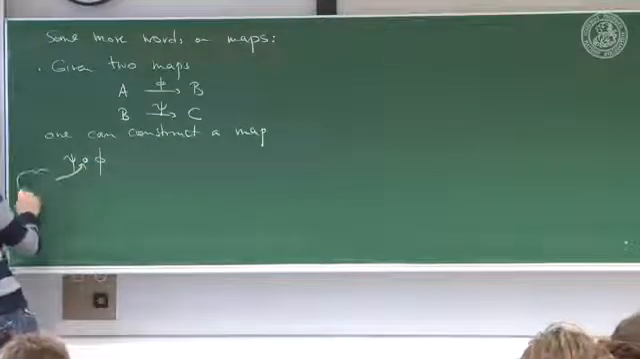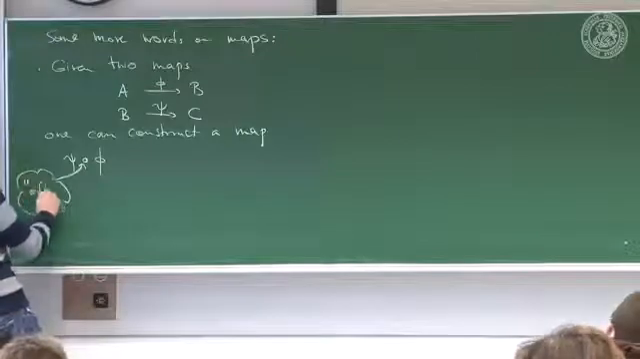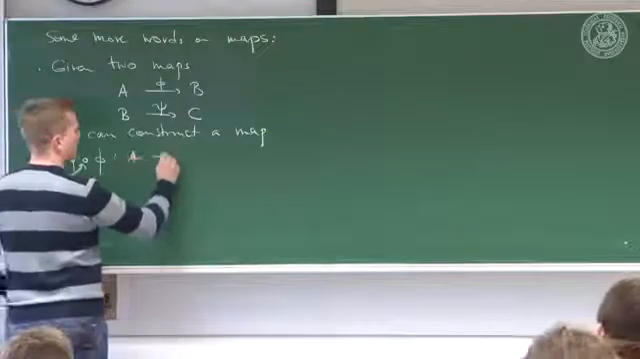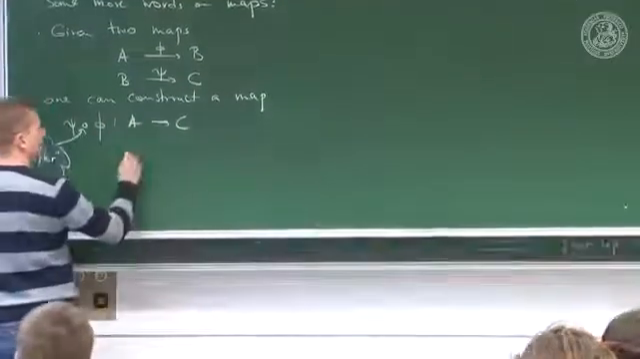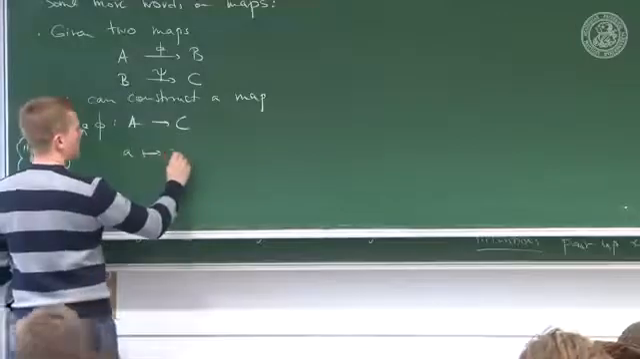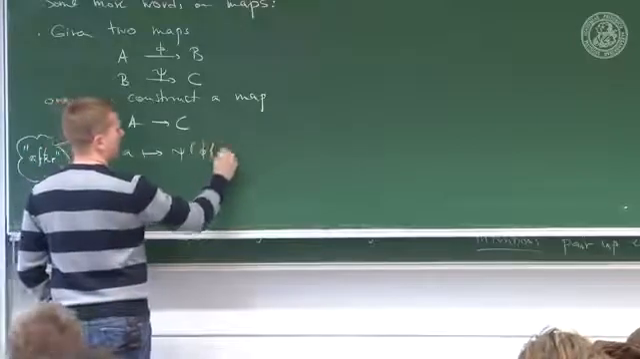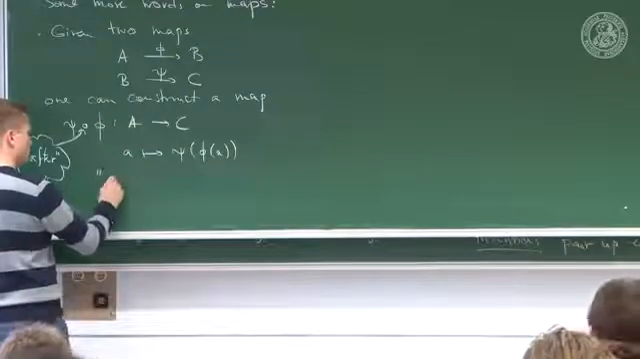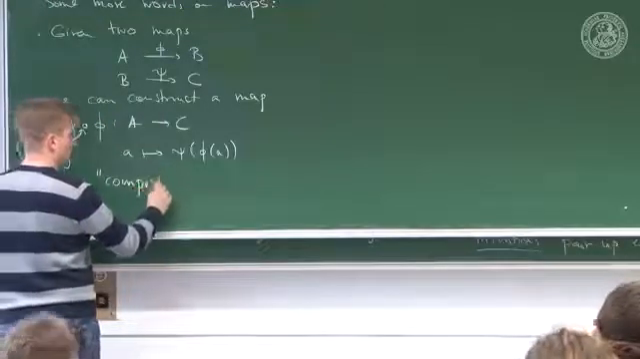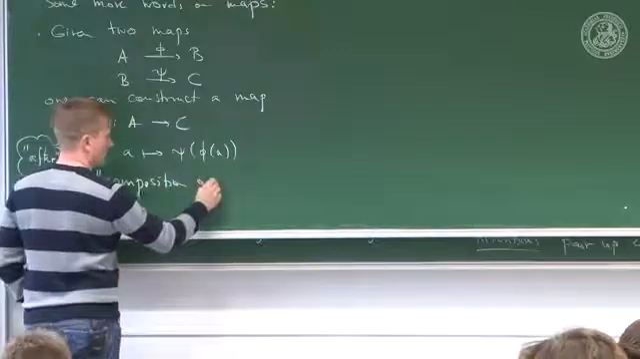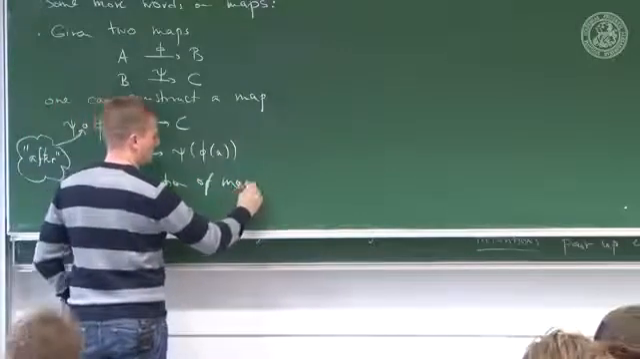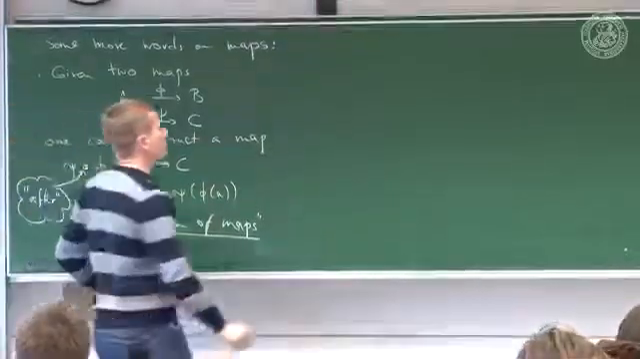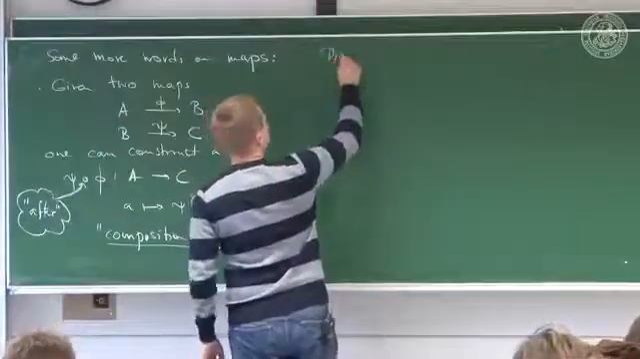In this case, the map with name psi after phi. So we read this psi after phi, which is a map from A to C, and it assigns to a the value of psi of phi of a. That's the composition of maps. Composition of maps.